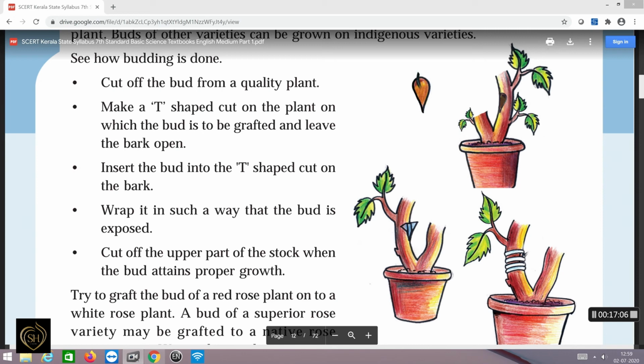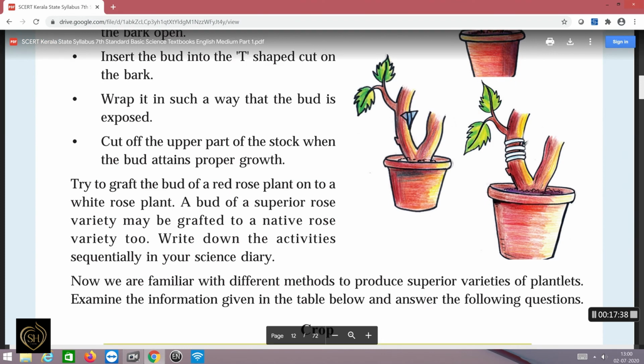After the bud starts to produce a branch normally, that is, when new branches arise from the bud properly, then you cut the upper part of the stalk, the normal plant's upper part, and remove it from the plant. When do you have to cut the upper part of the stalk? When that bud has grown into a branch. Okay, these are the steps in budding. And now we know how to do budding in the plant.